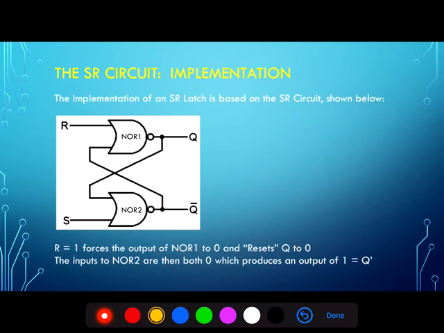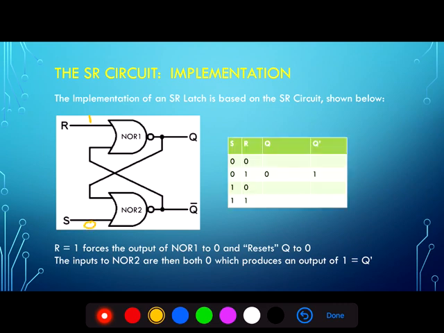So let's take a look first at what happens when R is equal to 1 and S is equal to 0. In that situation, we take a look at the NOR function to understand how the outputs are controlled. The NOR function tells us that anytime there's a 1 at one of the inputs, whether either or both of the inputs, the output is 0. And only when both inputs are 0 is the output equal to 1.